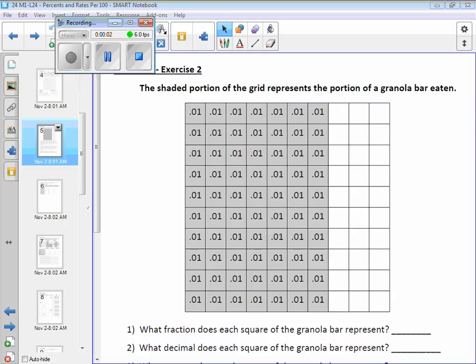Is everybody on page 5? Going back to what I just said, all of the boxes is how many? Good, you can say that out loud. 100. How many boxes are shaded?